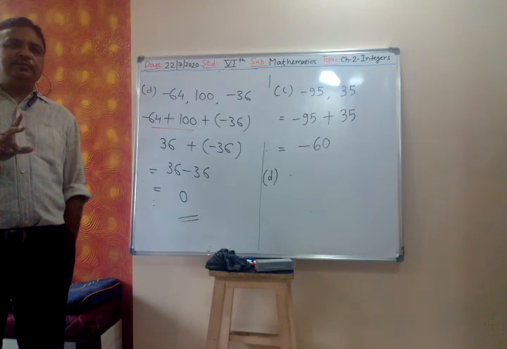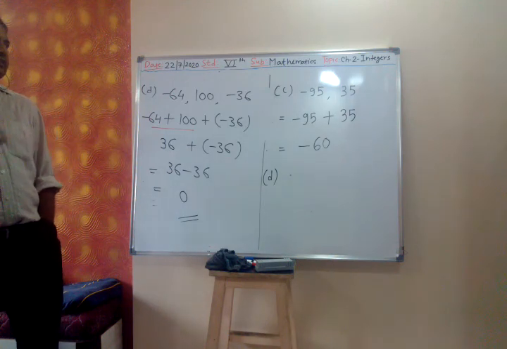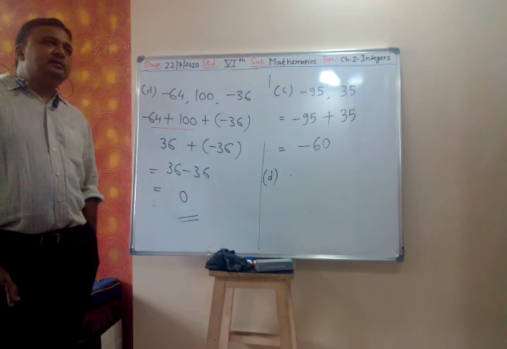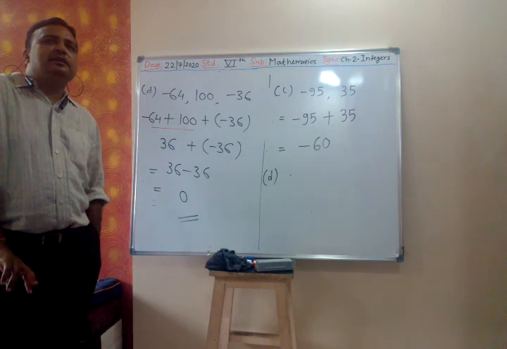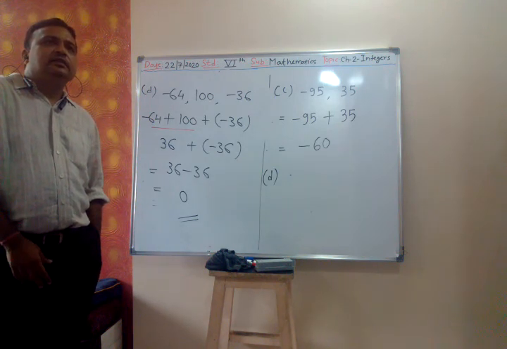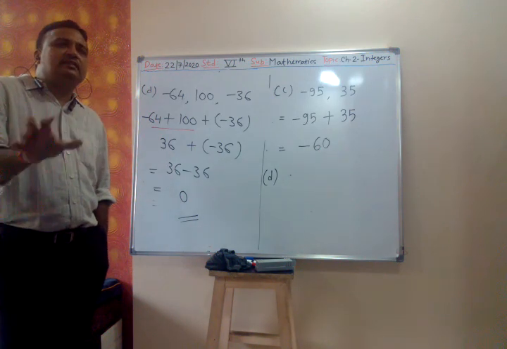So same sign you have to add, opposite sign you have to subtract. This you have to remember. Same sign means plus plus or minus minus. You have to add. Opposite sign means plus minus or minus plus. You have to subtract. While subtracting, you have to subtract smaller number from bigger number and take the sign of bigger number.